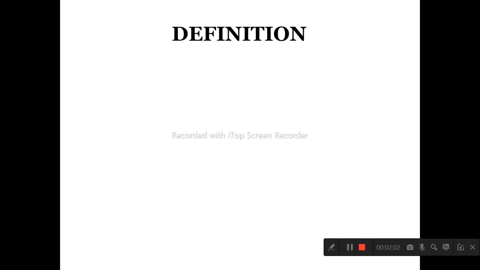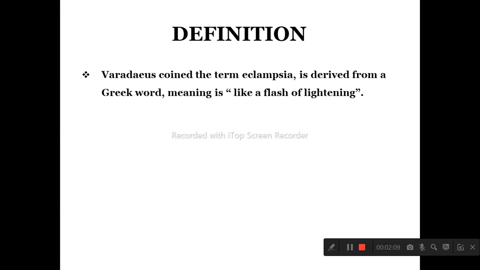Next is the definition of hypertension. Gestational hypertension: Verdenus coined the term eclampsia, from a Greek word meaning light, like a flash of lightning. So the meaning of the word eclampsia is like a flash of lightning.